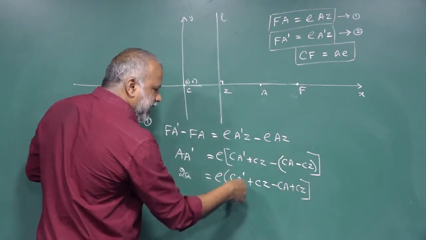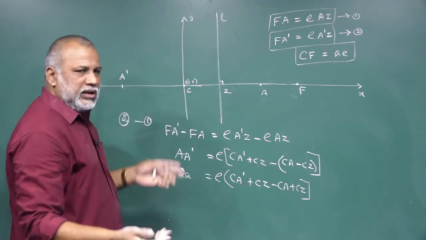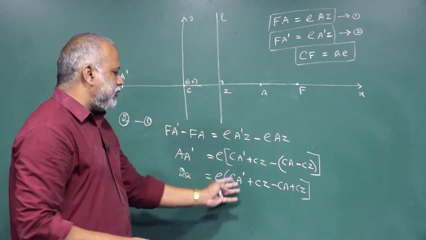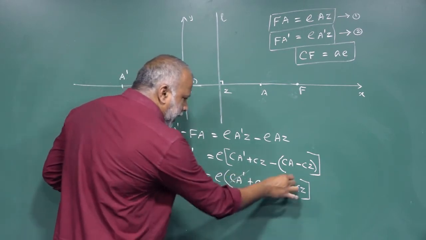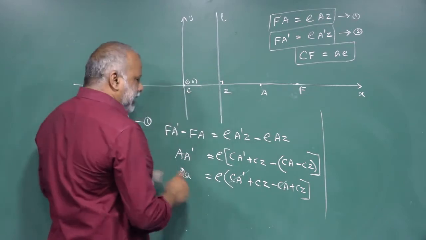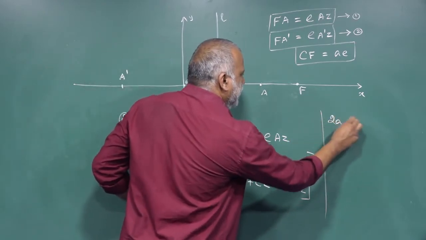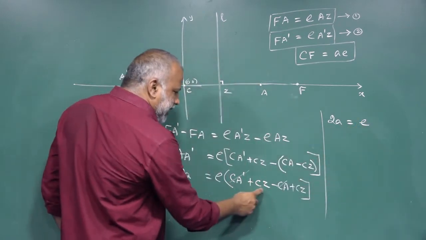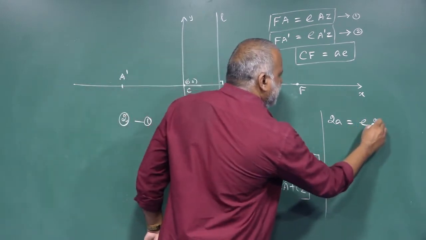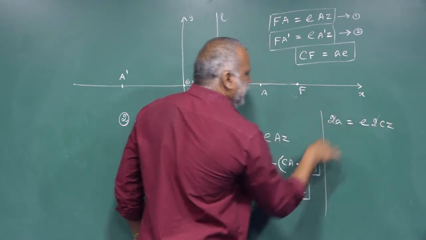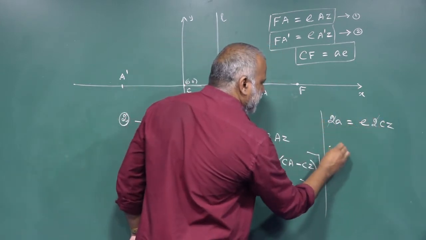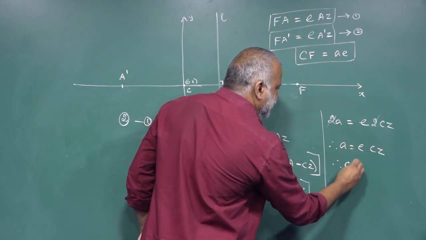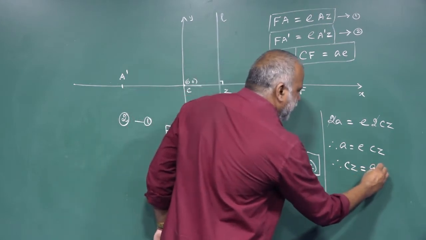Then positive CA dash, negative CA will be removed. Already we discussed it must be equal in value, CA equal to CA dash. Therefore this positive and negative must be removed. See the result. In the LHS you are having 2a. In your RHS, e times, e is already taken out, CZ, again one more CZ. We can get 2 times CZ. The 2 will be removed. Therefore, we get a equal to e times CZ. Therefore, I can write CZ equal to a by e.